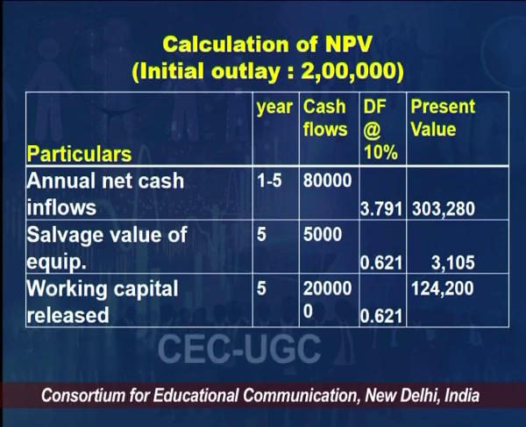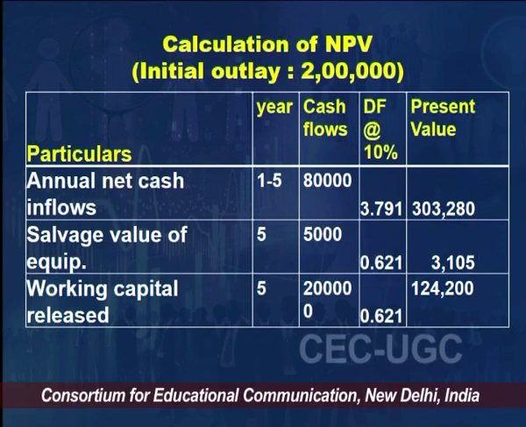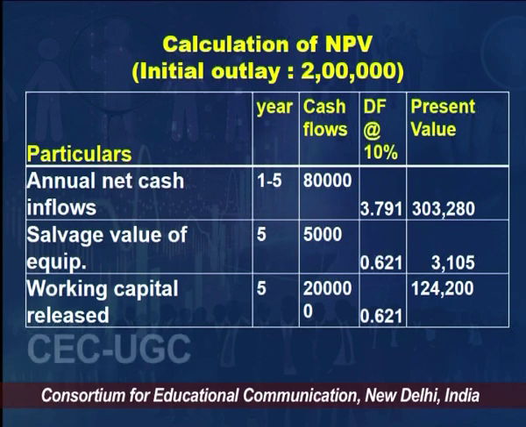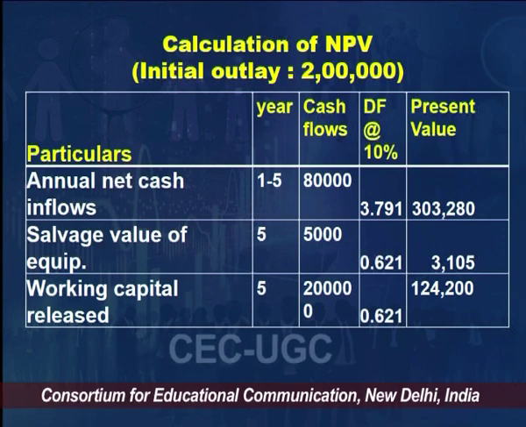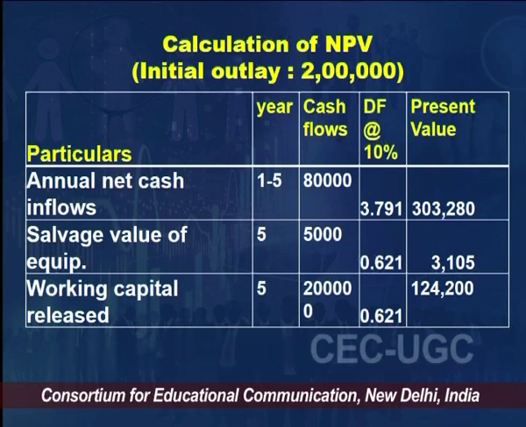Then another cash inflow, if you remember the case, if you have heard me well, is that the working capital is released after 5 years. And how much was the working capital? It was 2 lakhs. That is the initial outlay of 2 lakhs on working capital, right. So, we are going to discount it with the factor which we will be picking up from the discount table.